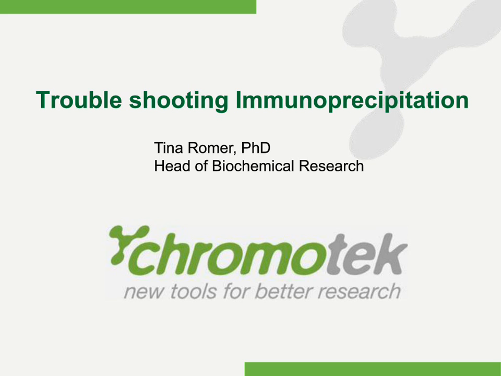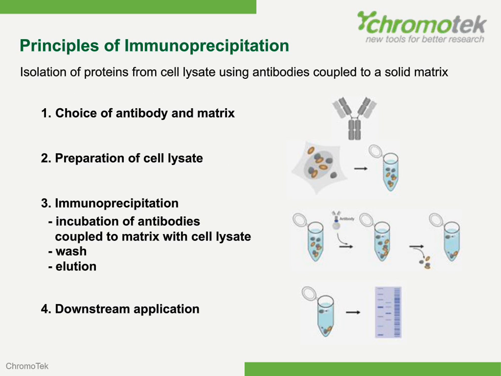So thank you, Mike, for the kind introduction, and now I welcome everybody to the first part of the webinar, Troubleshooting Immunoprecipitation. Well, I think even if you're familiar with immunoprecipitation, it makes sense if we first get a general overview of the different steps of an immunoprecipitation reaction before we start with the troubleshooting. If you do an IP, you want to isolate your protein from a cell lysate using an antibody coupled to a solid matrix.